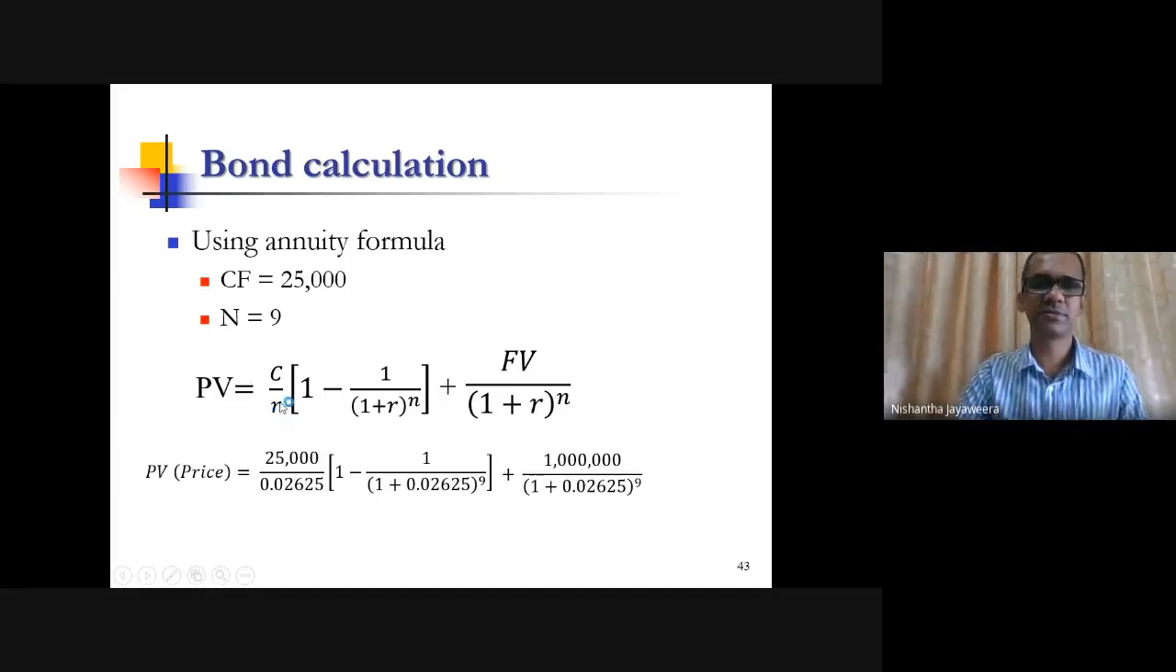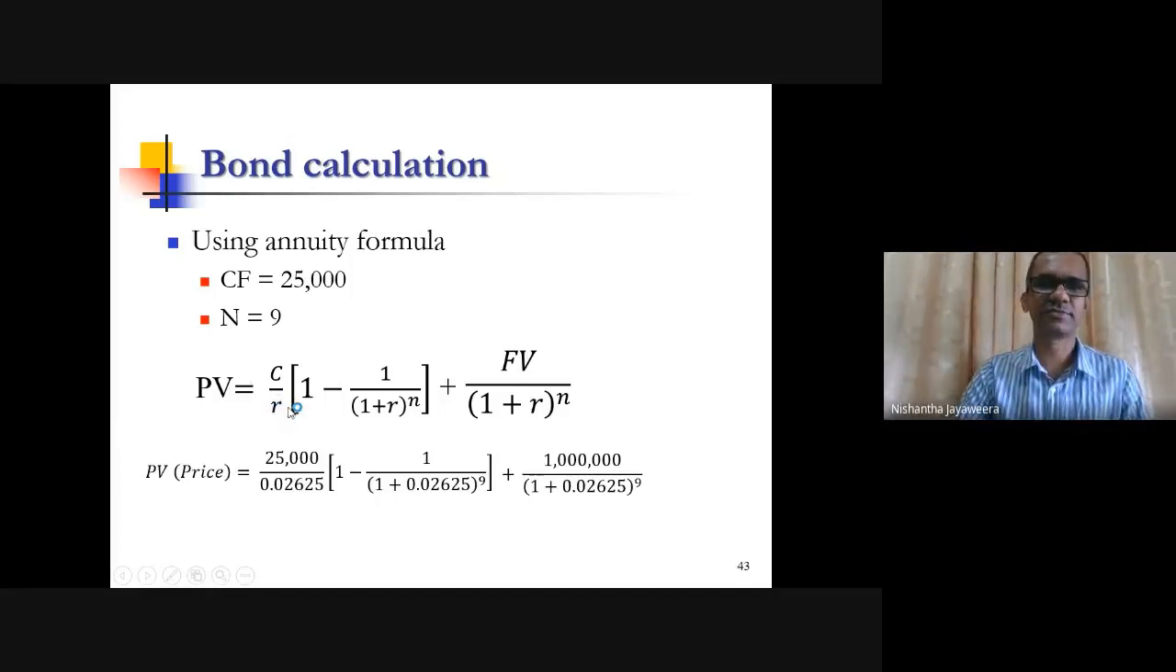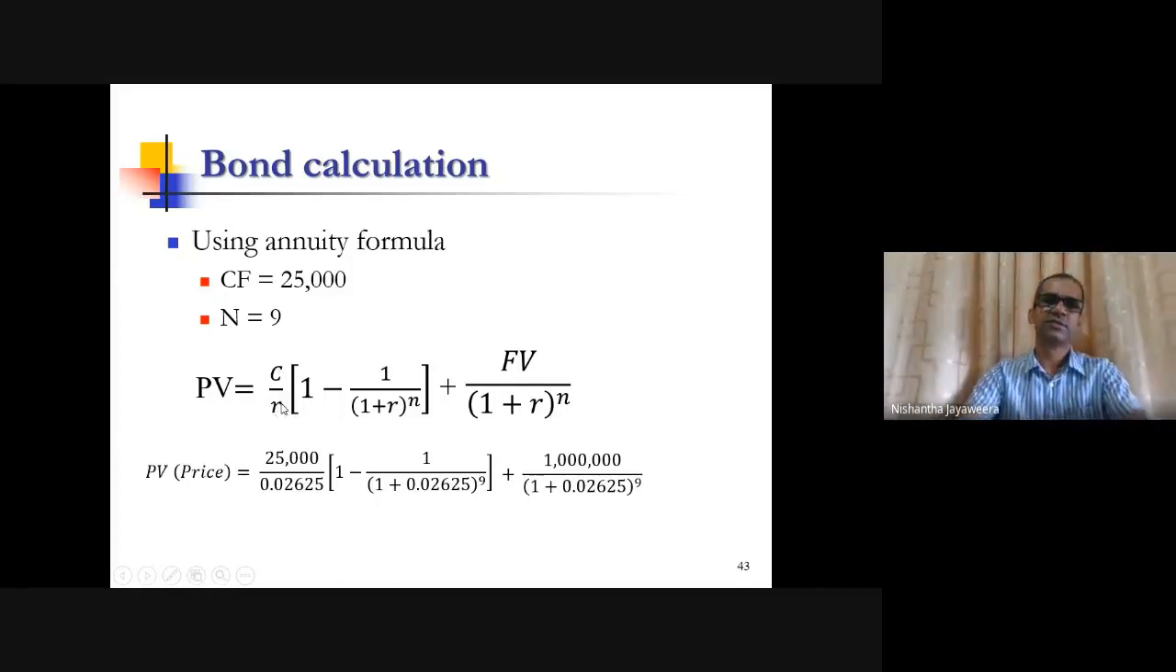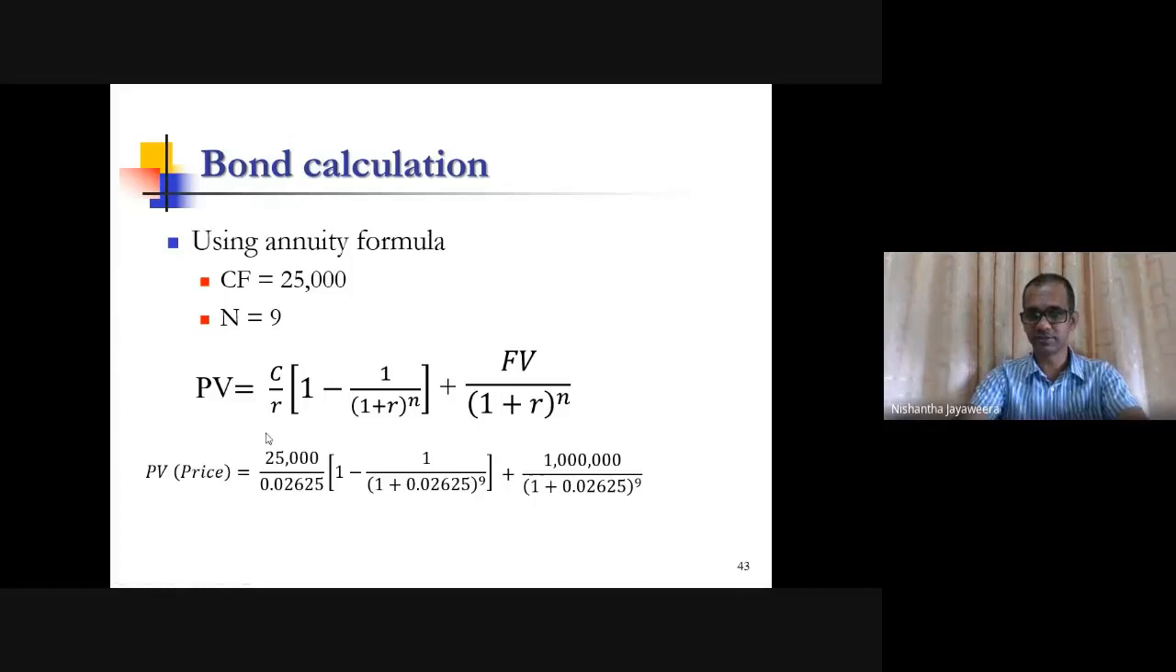Now remember, when you substitute R here, this should be the adjusted required rate of return. What do you mean by adjusted? For the coupon frequency, we have to adjust it. This is the required rate of return, generally quoted as a per annum.